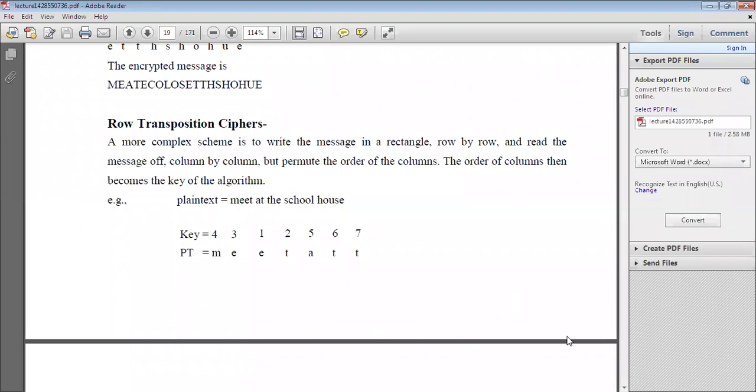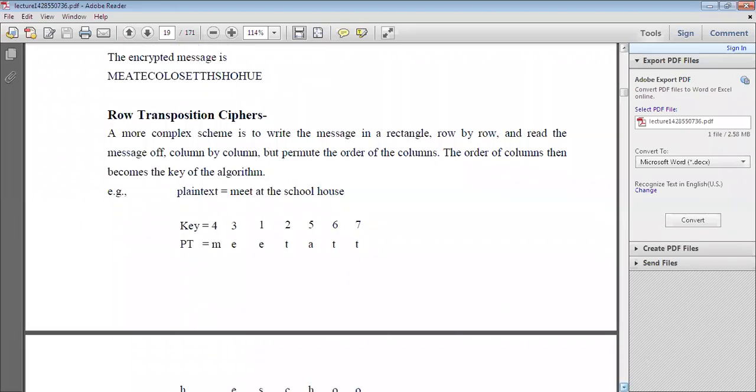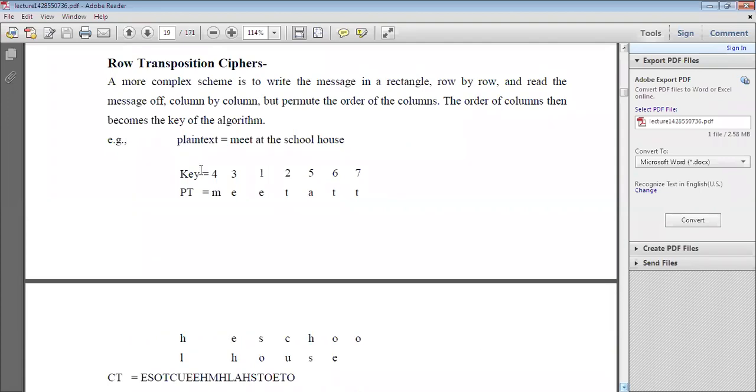The plain text which you want to send, you write in matrix form. In 7 columns you represent meet at the schoolhouse. You write it like this, and then you give the key, which column is first. Here the third column is taken as the first. This is the key you can represent. That is the row transposition cipher. In a similar way, column transposition ciphers can also be used in transposition techniques.